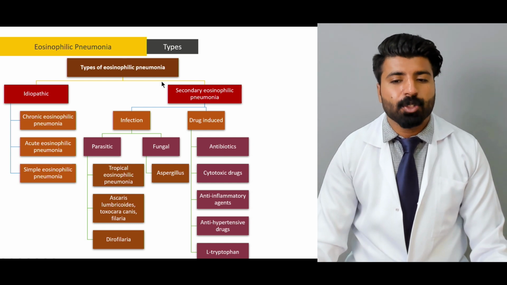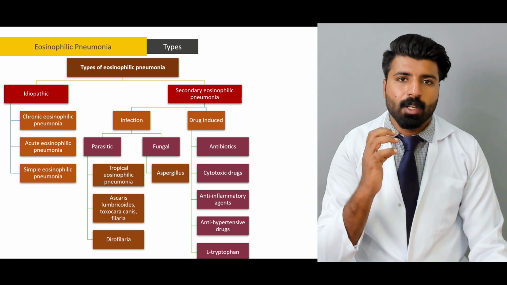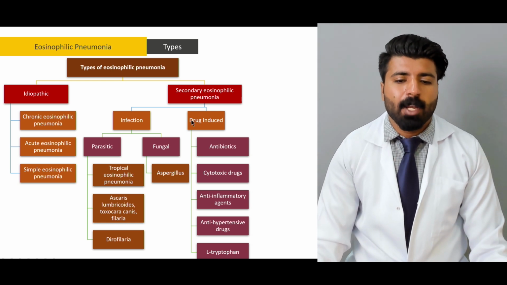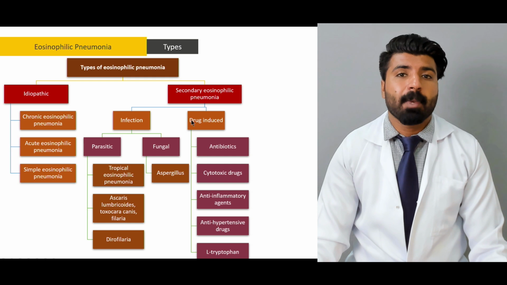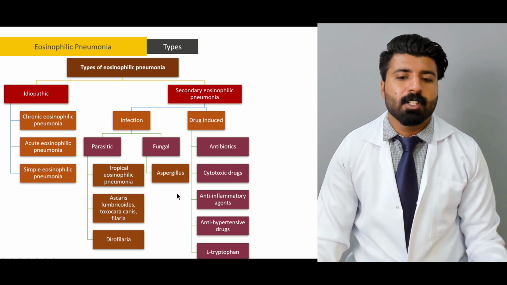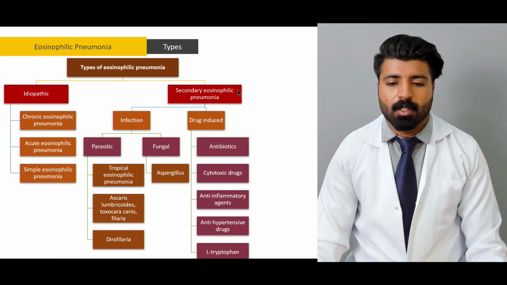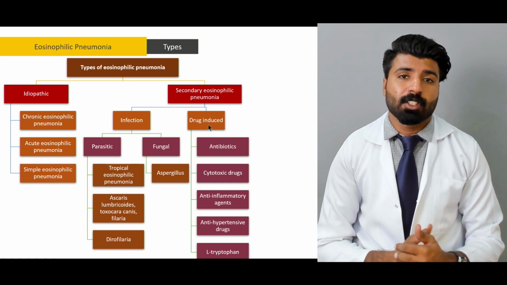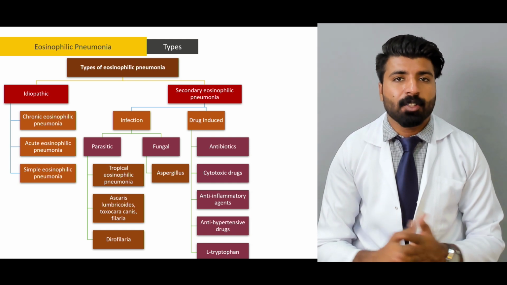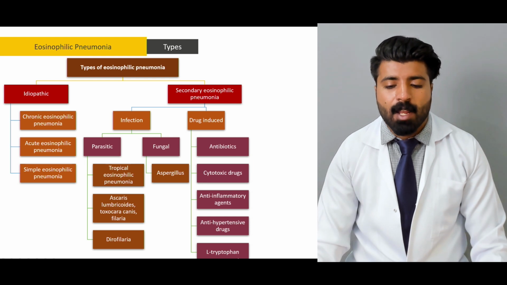Next one, we have secondary eosinophilic pneumonia, where we know the cause. Somehow we grasp the cause. And this can be either infection. Infection can be either parasitic or fungal. Fungal infection will be Aspergillus. Parasitic infection will be Ascaris lumbricoides. And in drug-induced, five drug groups are going to cause it: antibiotics, cytotoxic drugs, anti-inflammatory drugs, antihypertensive drugs, and at the end, L-tryptophan.